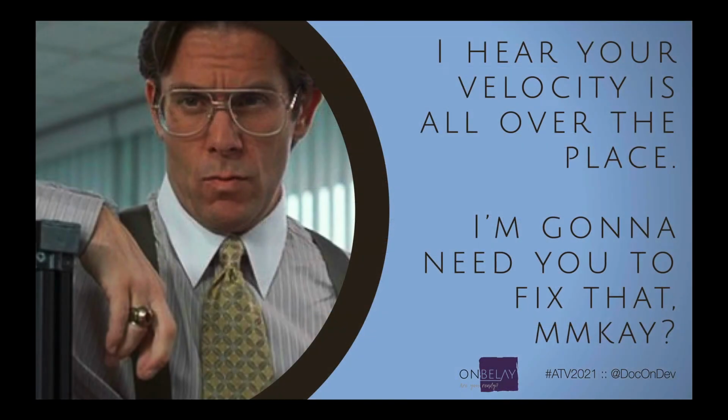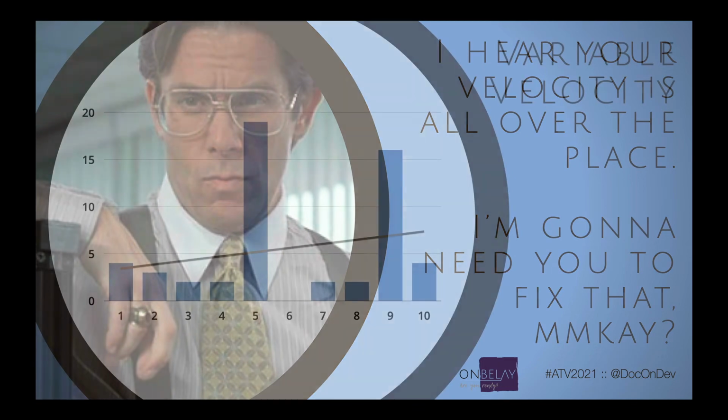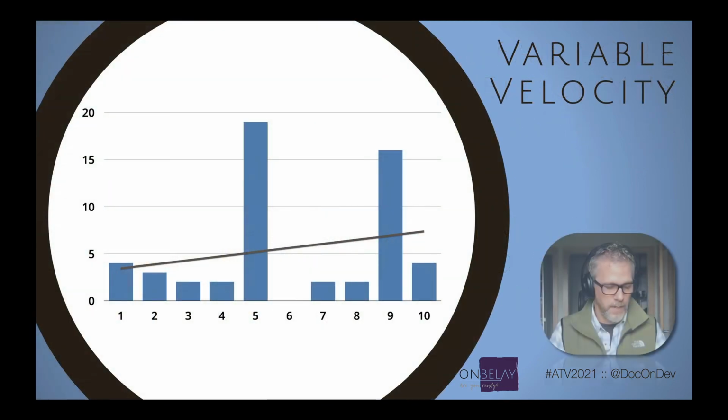Now, a challenge we have is, sooner or later, velocity is all over the place, and we're going to need to fix it, right? Let's take a look at this team. Here we have a variable velocity graph. This is their velocity for the last 10 iterations, and you can see that it's up and down all over the place. So the question that I often ask folks is, looking at this graph, what can you tell me about the team? What is the challenge that they're facing? What is their primary challenge?